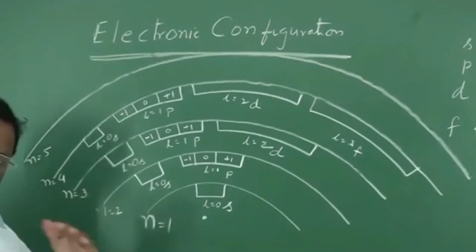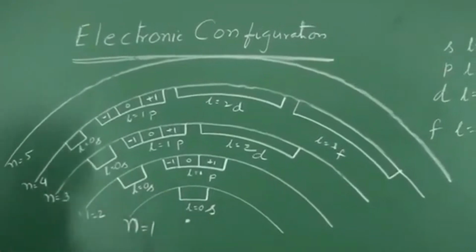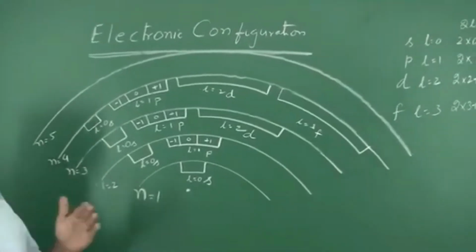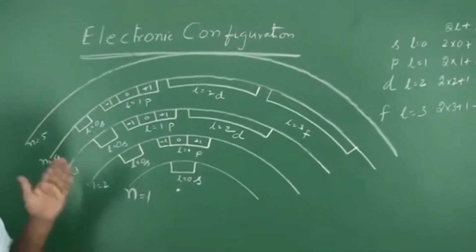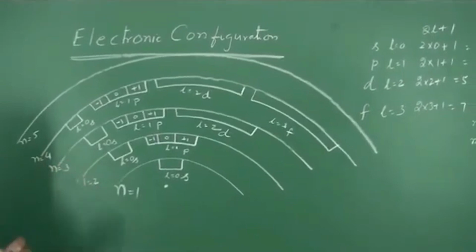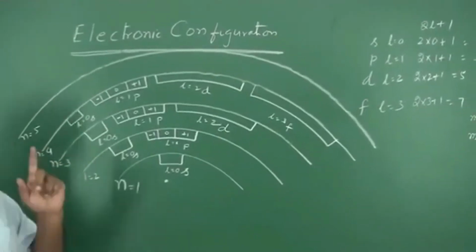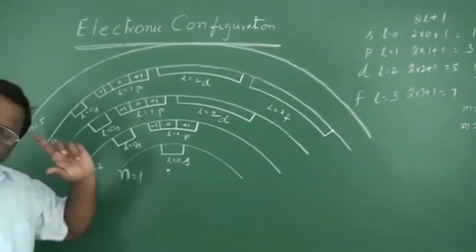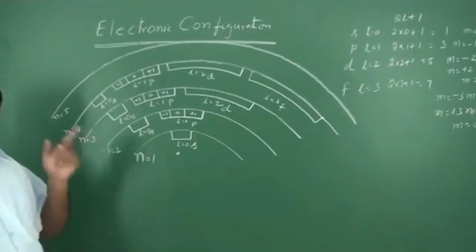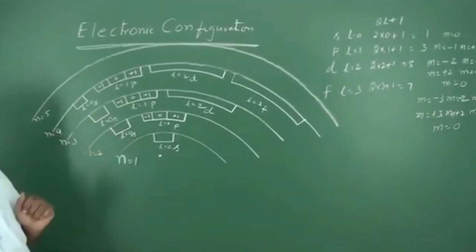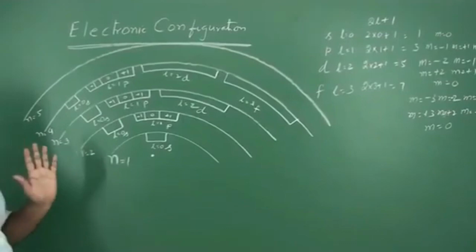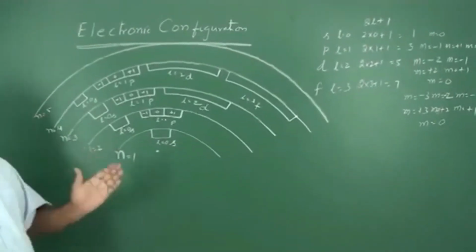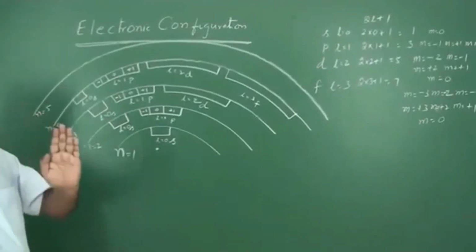So the 2p orbital, whether it is 3p, or 4p or 5p or 6p, whatever the n value may be, all p sub-energy levels will have 3 orbitals, and their m values are minus 1, plus 1 and 0. m values are from minus L to plus L, including 0.